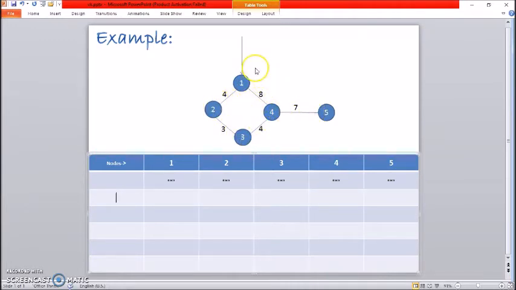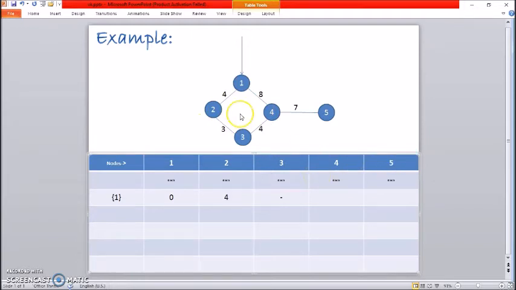Initially we start from node number 1, so we visit node number 1 here. The distance of node 1 will be 0 as it's the same node. The distance of node 2 from node 1 will be 4 since 1 and 2 are directly connected. Now the distance of node 3. Nodes 1 and 3 are not directly connected, and there is no intermediate path between them, so the distance will be dash.